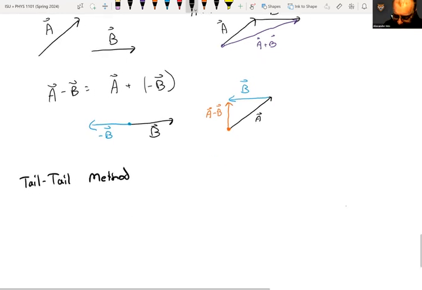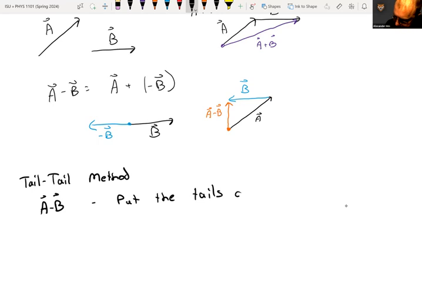But the idea here is that instead of putting the tail of B on the head of A, you put the tails together. So we want to do A minus B. We put the tails at the same spot. So in this case, A going up and to the right, and then B starting at the same spot, but just going horizontally to the right, like so. Now, the point there is that those are not being added. They're just two vectors at the same spot.